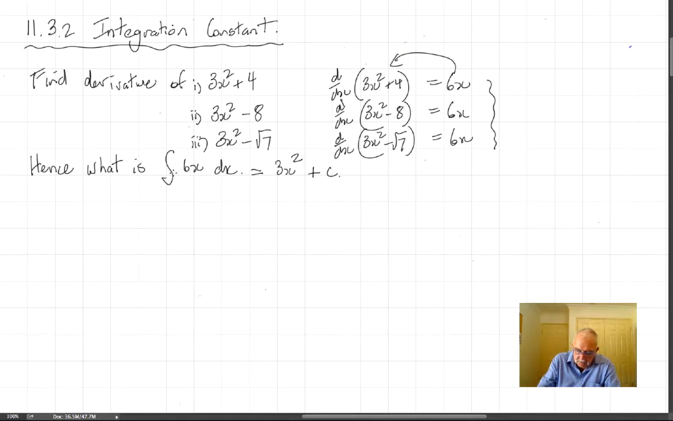When we do the integral like this, that is called the indefinite integral, because we don't know what the constant is, we just put plus c.